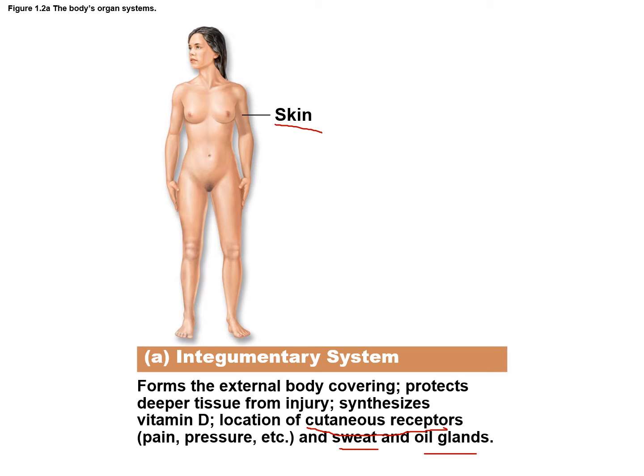And probably most importantly, the integumentary system covers all of our external body, and this is going to protect our body from injury, from the cold outside, or the heat, or the UV radiation from the sun.